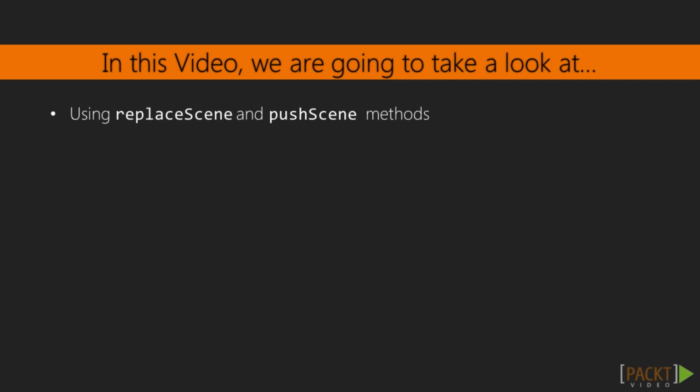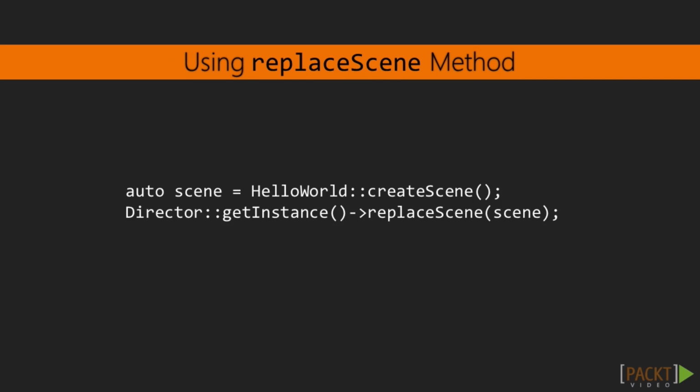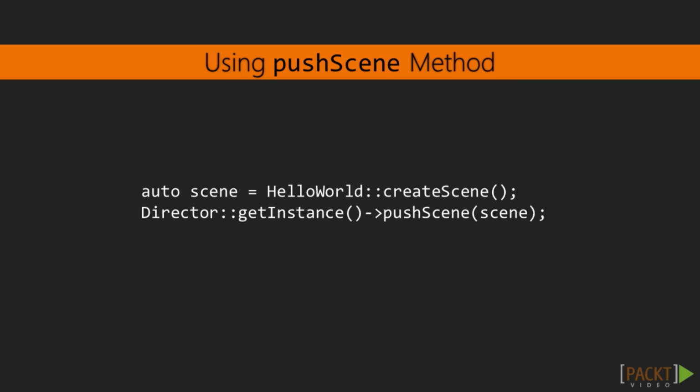Now, there are two ways to transition to a scene. One is to use the replace scene method of director class. This method replaces a scene outright. Usually, you'll use the replace scene method when you change the scene from the title scene to the game scene. The other way is to use the push scene method of the same class.